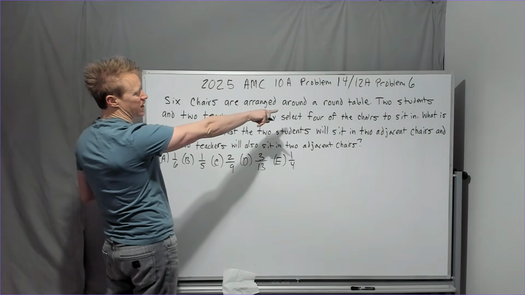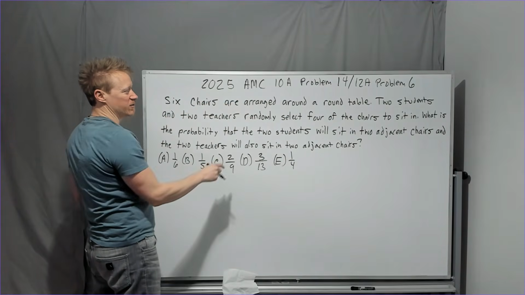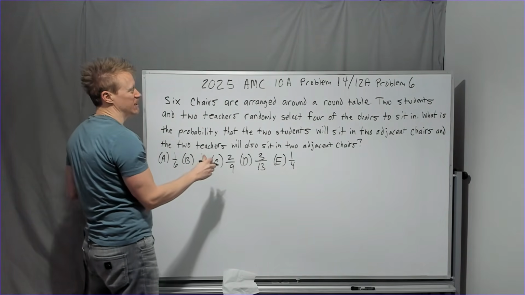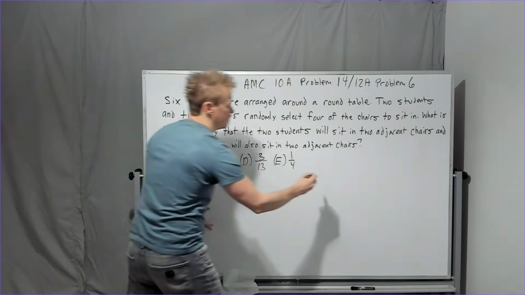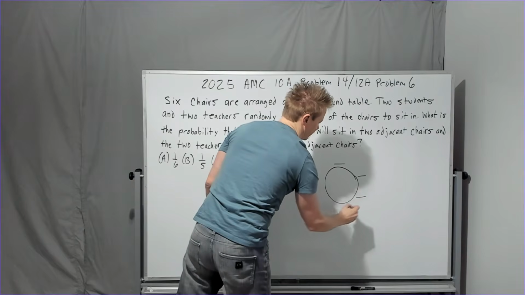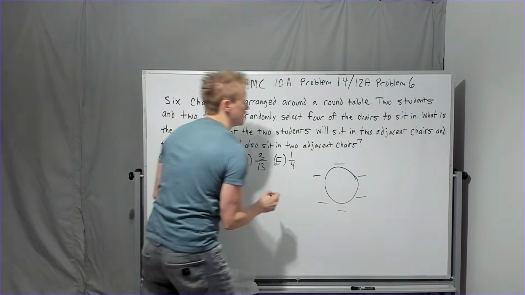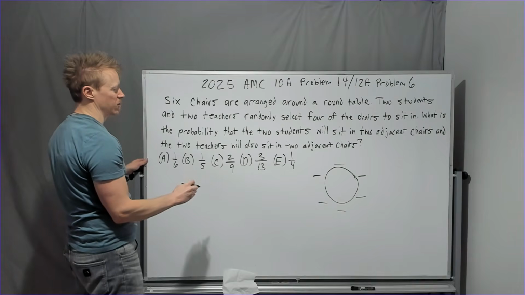6 chairs are arranged around a round table. This is problem 14, 10A. It's 12A, problem 6 from the 2025 AMC 10A. 6 chairs arranged around a round table. Let's go ahead and draw it. We've got a round table. 1, 2, 3, 4, 5, 6. Okay. 2 students and 2 teachers randomly select 4 of the chairs.